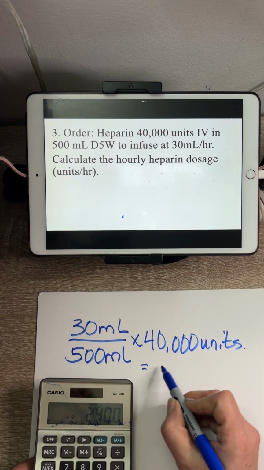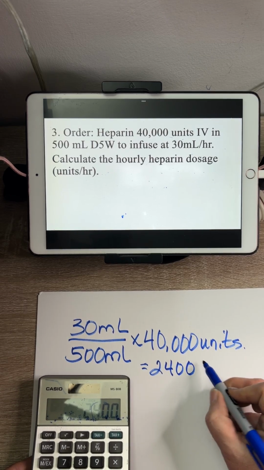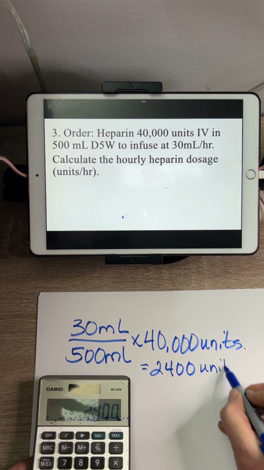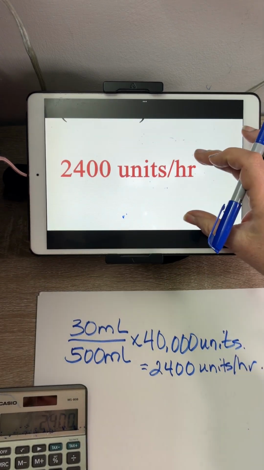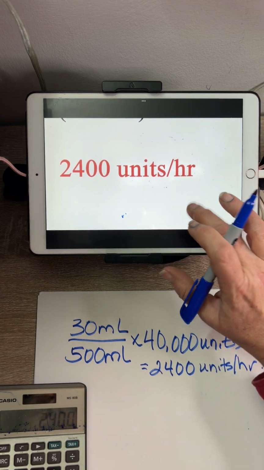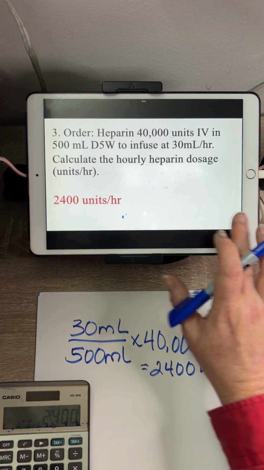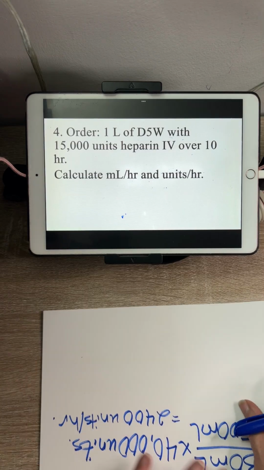I used to not count my zeros, but when I started, I only had to work it one time. Units per hour, 2,400. Look, sure enough is. We saved another one. Okay. So we're going to do this one. This is the last one.